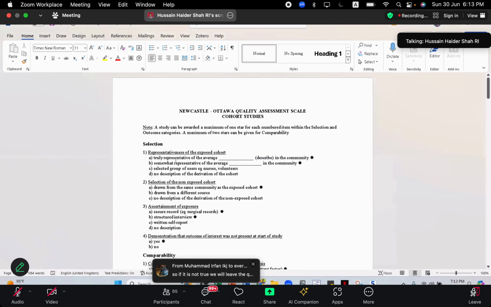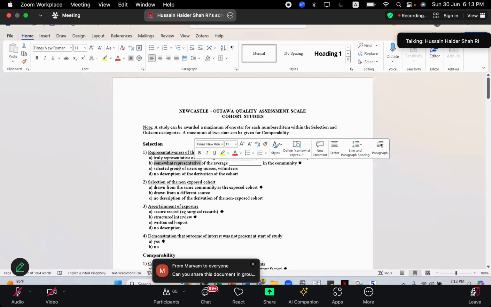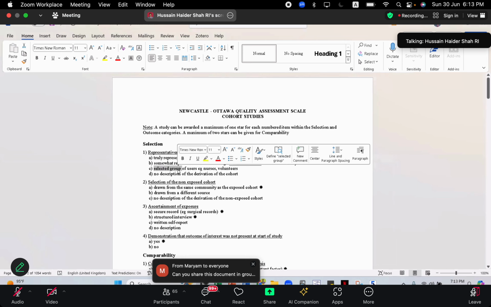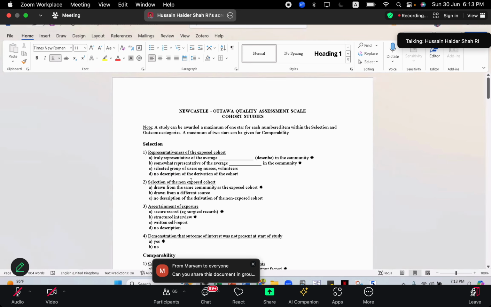It must be a true representation, or it isn't. If it is not a true representation, it should be somewhat representative. Or if it is a selected group, or there is no description of the selection, you will mark the star according to that. Mariam, I will share these files in the group. But right now, I want you to be attentive. Consider that you are including 5 articles in your meta-analysis.